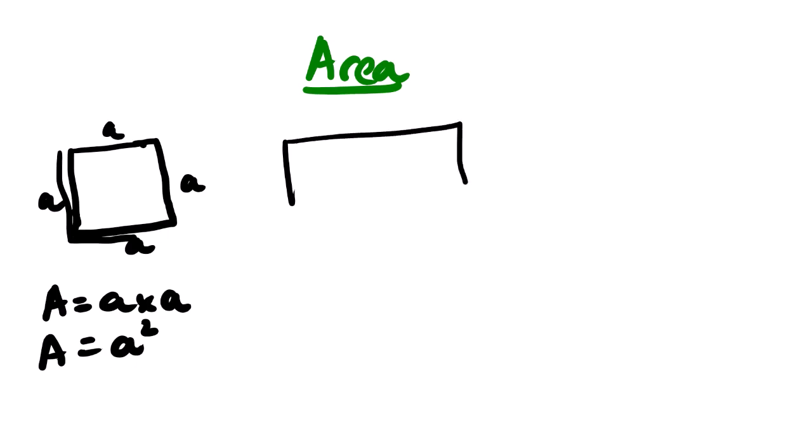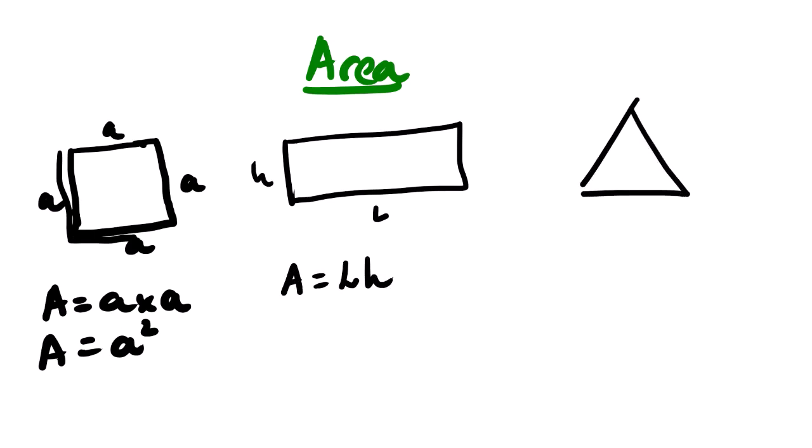Area of a rectangle, we have length and height. The same procedure, we take this side, multiply by this side, it should give us the area. So the area is the length multiplied by height. We have a triangle. The basic equation is half base multiplied by height. With this information, let us look at our question for today.